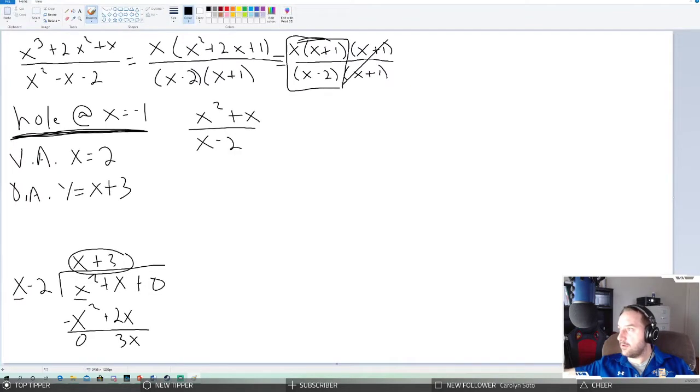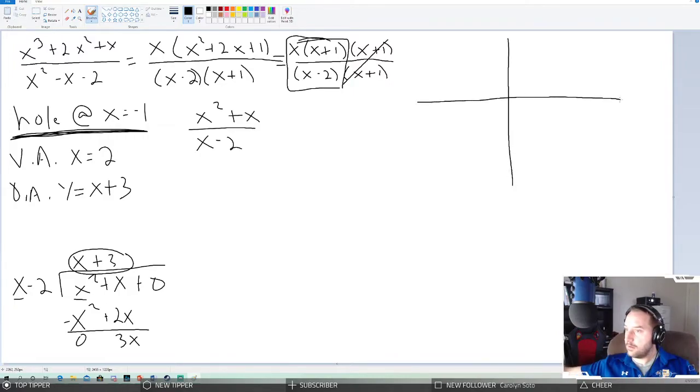So now plotting those, I have x equaling 2. That's my vertical asymptote. And then I have the oblique asymptote of y equals x plus 3. So it's a line, starts at 3. My slope is 1, so it's going to go up 1 over 1.